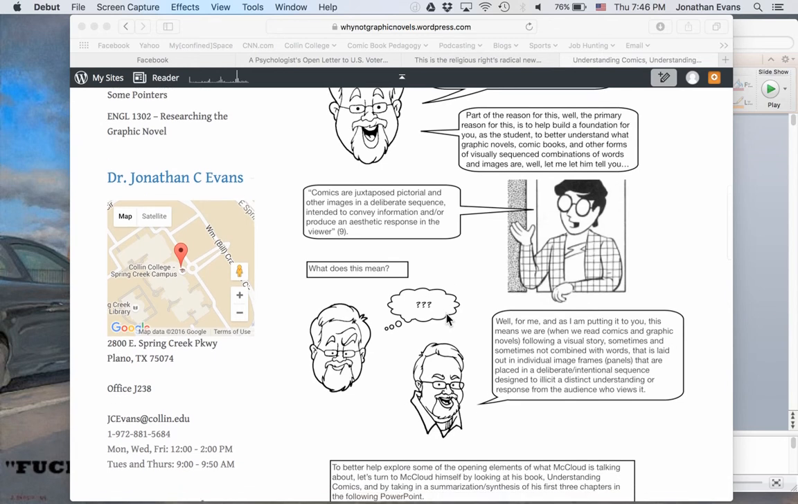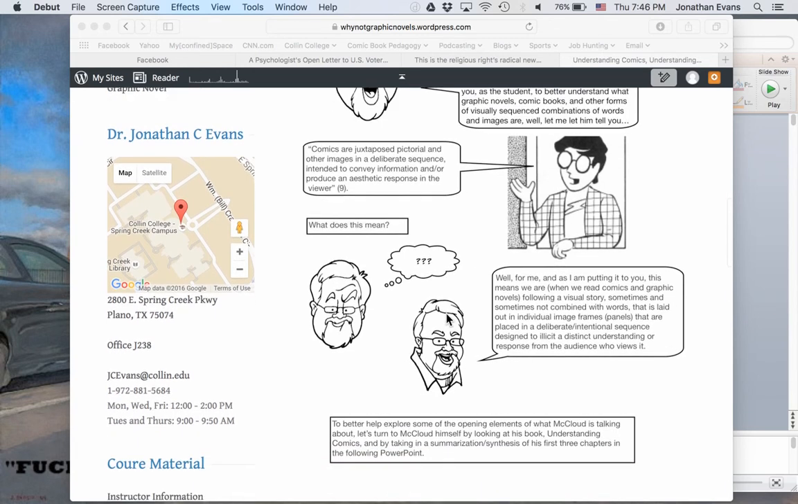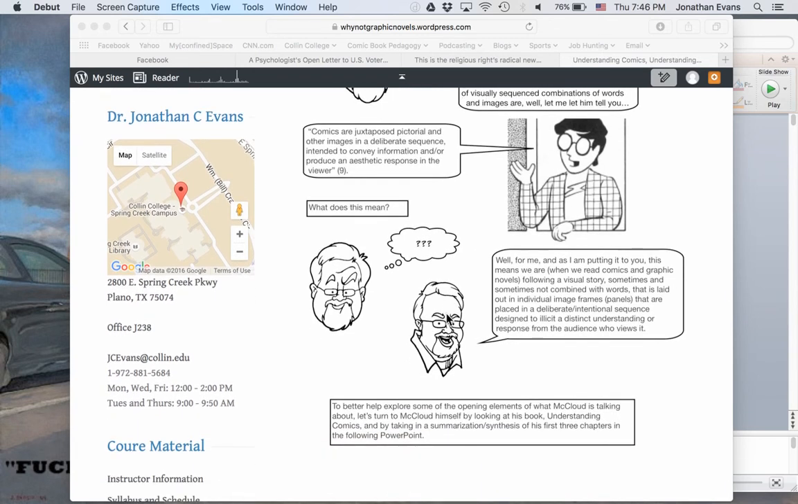Now, of course, for you guys, that may be kind of over your head. That's over the heads of a lot of people. And I put in here, what does that mean? And you can see my little head where I'm thinking and little question marks. And then I elaborate on this by adding to it my own definition, or expanding, you might say, upon McCloud's definition, or rewording it.